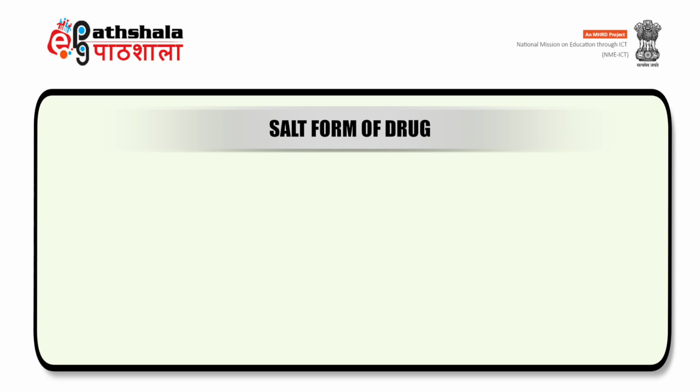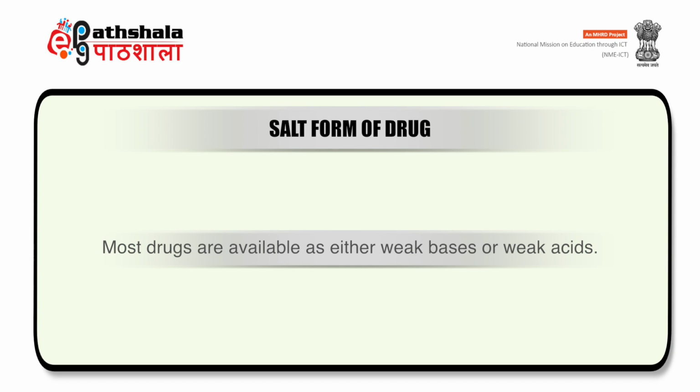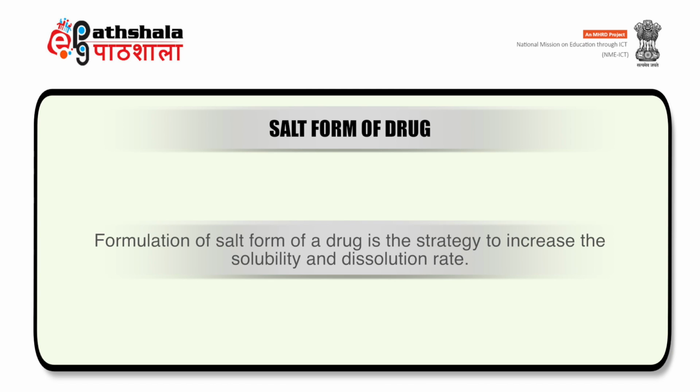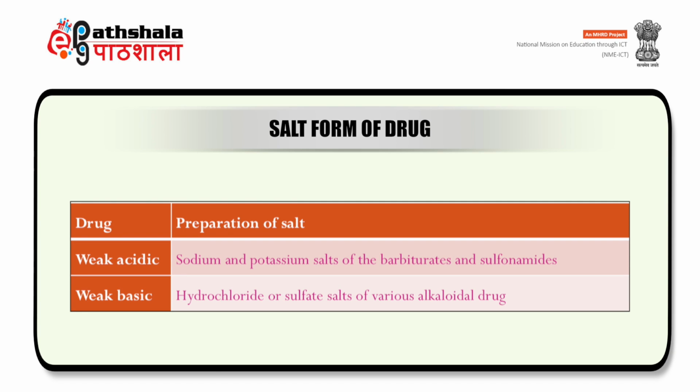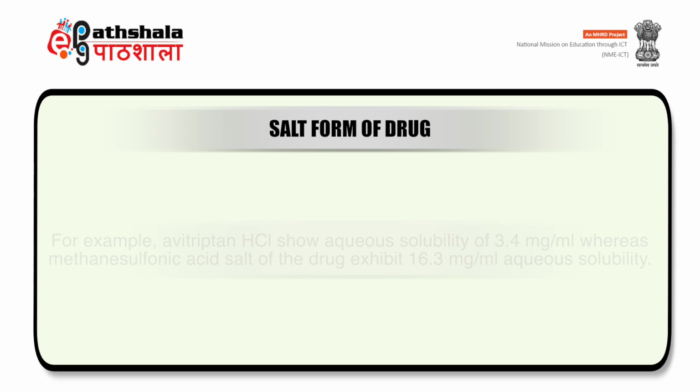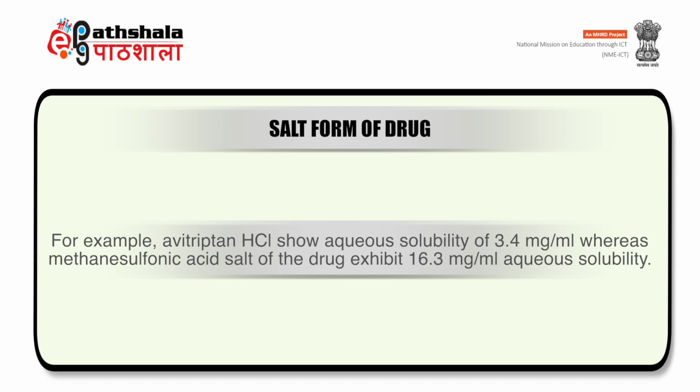The next factor is the salt form of the drug. Most of the drugs are available either as weak acids or weak bases. Formulation of a salt form of a drug is a strategy to increase the solubility and dissolution rate. If we look at the table, we will find that for the weakly acidic drugs, the sodium and potassium salts of barbiturates and sulfonamides have been prepared, and for the weakly basic drugs, hydrochlorides or sulfate salts of various alkaloidal drugs are available. Another example is avitriptan.